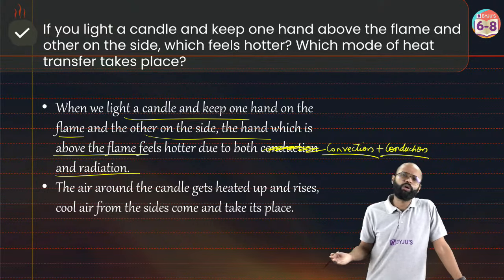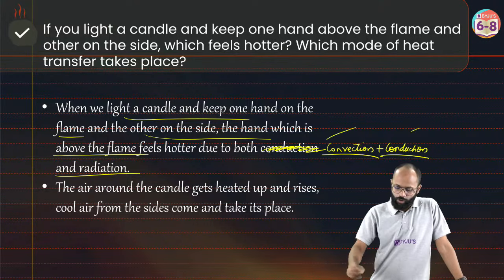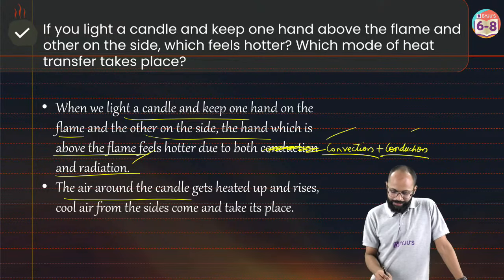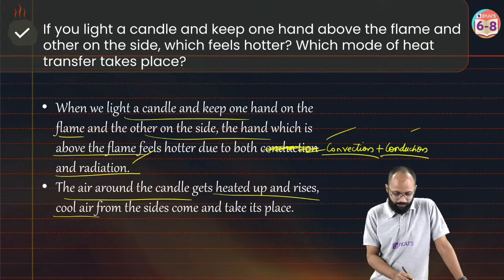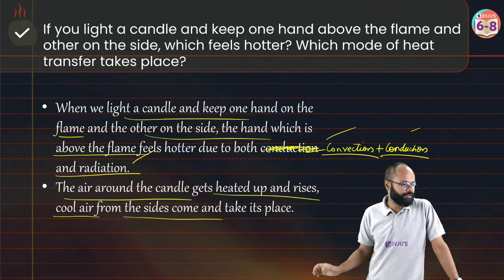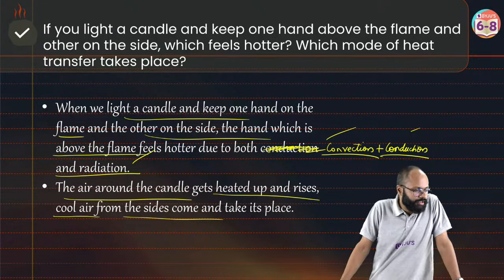Why? Sir, radiation also always happens. Correct. So because of all of this, it is getting hot. Good. The air around the candle gets heated up and rises, and cool air from the sides comes and takes its place. The answer is convection. Right?